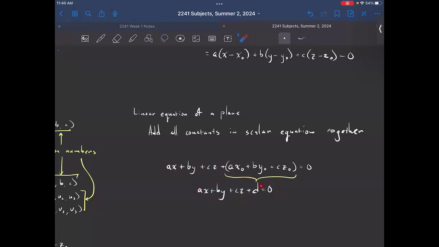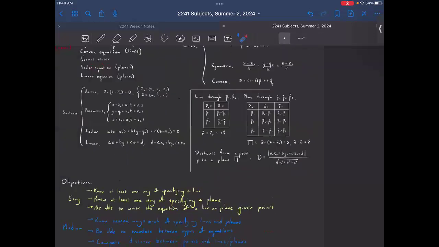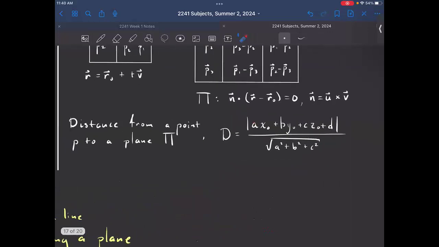Note that I do have the D constant on the left side with the variables. This will be important later on for that distance formula, because if we look back at that, notice that this looks like, there's the D part right there, and that D needs to be the correct sign. Otherwise, I can get the wrong value for the distance between a point and the plane.